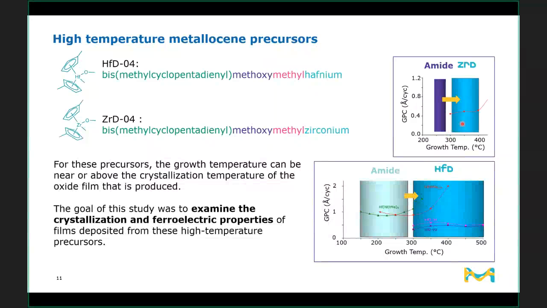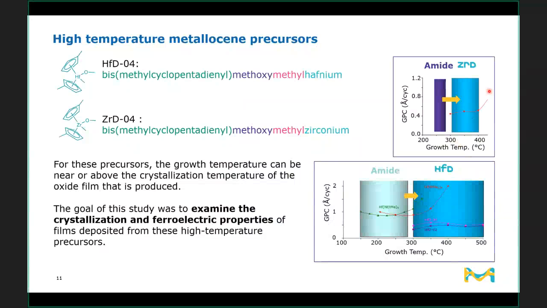Whereas when you use the ZrD precursor, you actually get really flat growth per cycle, which indicates that you have very stable growth as a function of temperature. That's a good indication of ALD, along with some data that I'll show later. And that temperature range is now much higher. And particularly for zirconium oxide, this is interesting because if you use ZrD at these temperatures, there's a strong chance that you could actually crystallize the film as deposited.